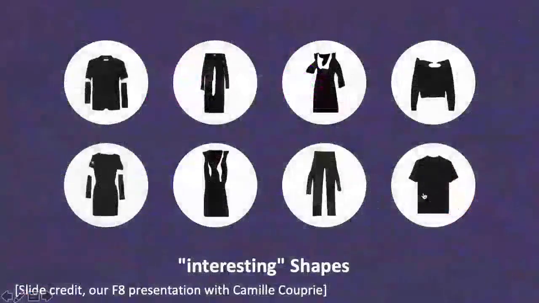These are some examples that are produced, some interesting shapes. You may see here, I would say this example could be seen as interesting. It's pants with extended arm sleeves. The training data does not have that. It has pants and it has t-shirts. And the model somehow learned to come up with something that mixes them up.